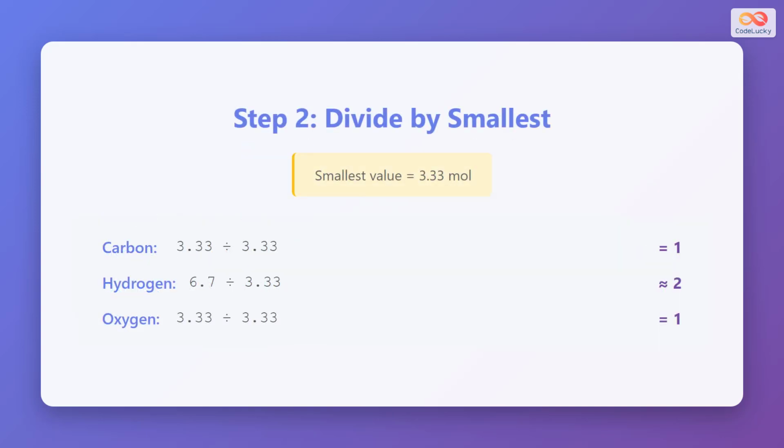Step 2 is dividing by the smallest mole value. The smallest value here is 3.33 moles. For carbon, 3.33 divided by 3.33 equals 1. For hydrogen, 6.7 divided by 3.33 equals approximately 2. For oxygen, 3.33 divided by 3.33 equals 1. These are already whole numbers, so we don't need to multiply further.